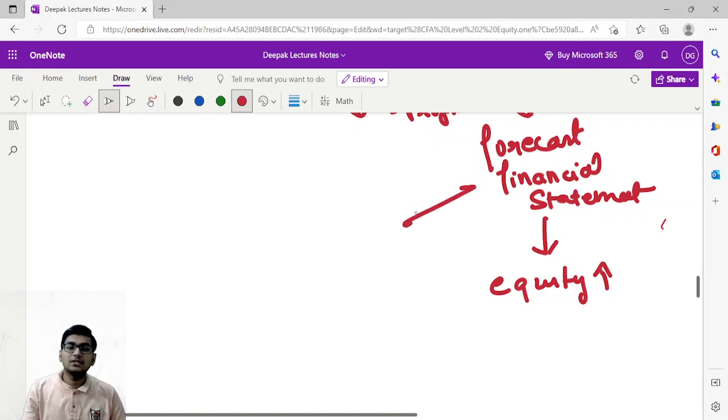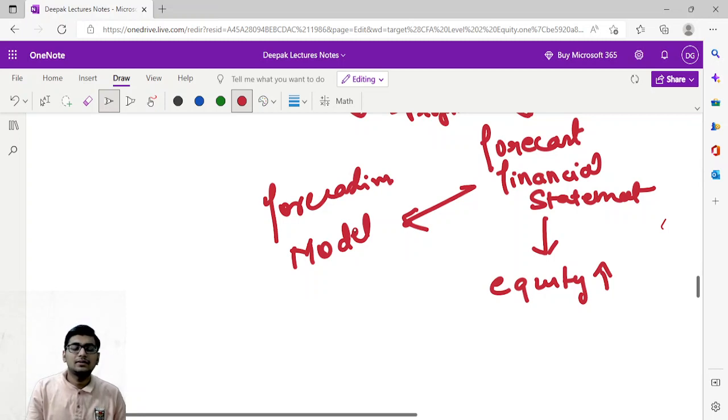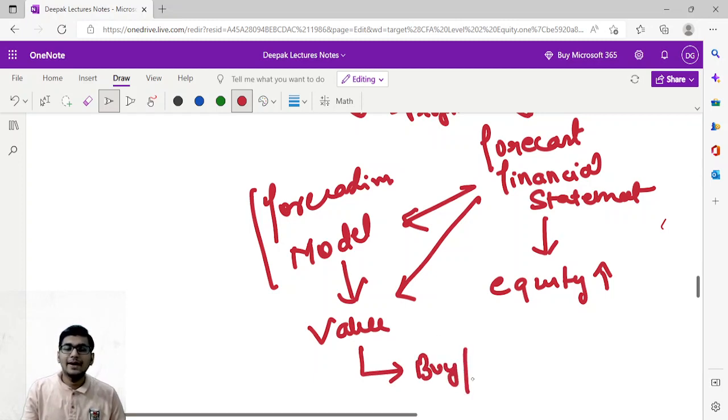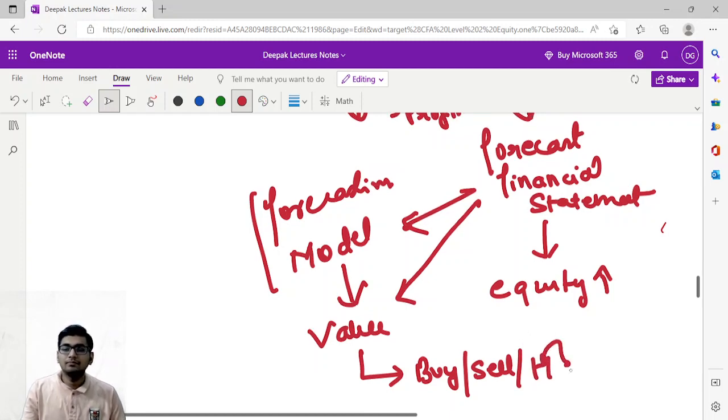Now once your financial statement is forecasted, you will come to your forecasting model. Suppose you have forecasted your dividend, that is, what will be the next year dividend, so you will use a dividend discount growth model. Clear? And based on that model, it will provide you a value. So your forecast will become the valuation. And based on that valuation, you will take the decision whether you will buy the shares, sell the shares, or hold the shares.